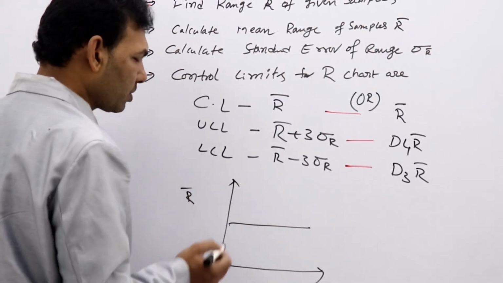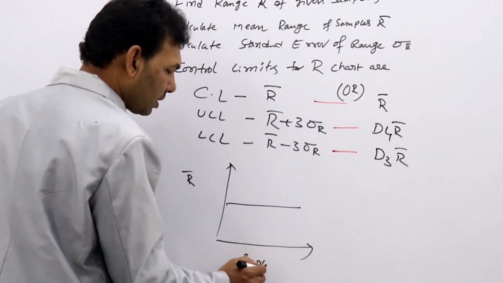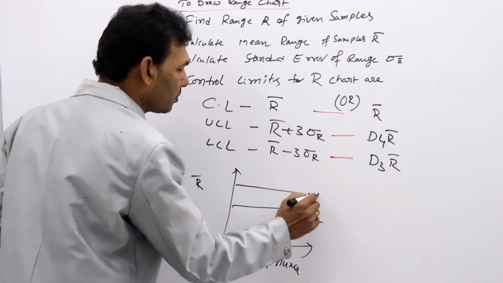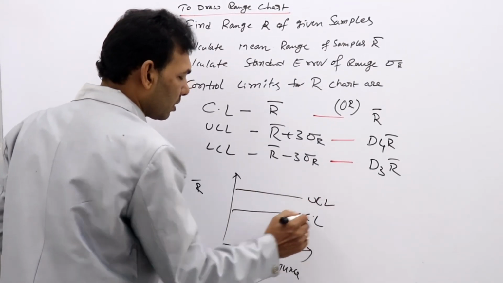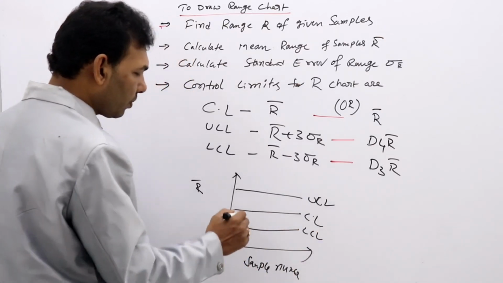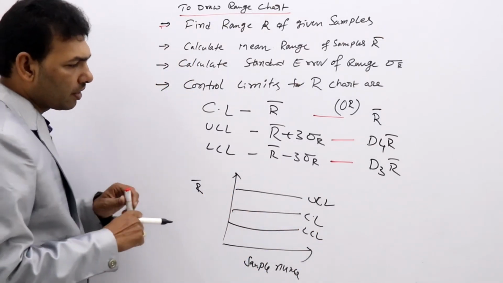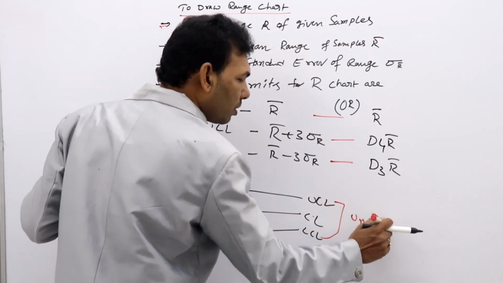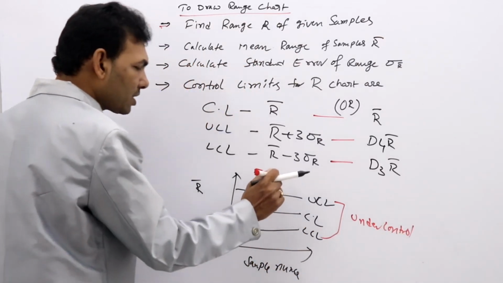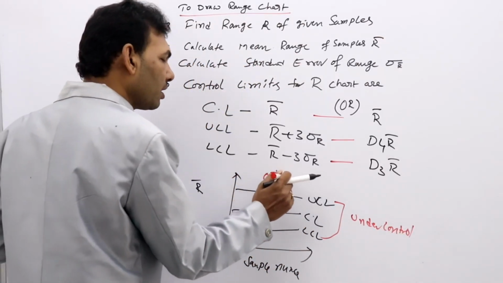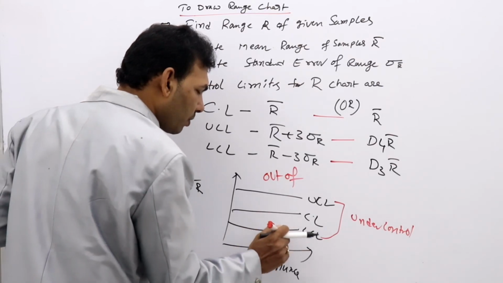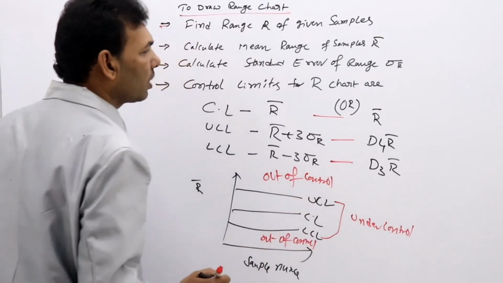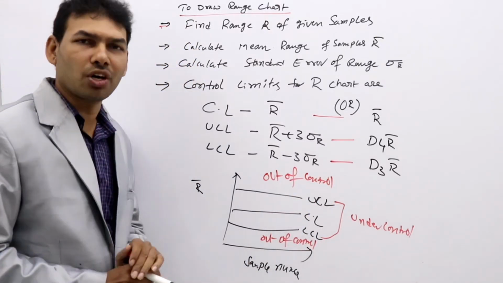Here R bar values you will take, here sample numbers. This is CL, UCL, LCL. If you draw the range chart, if it is between UCL and LCL, the process is under control. If the graph crosses UCL and LCL, we say that the process is out of control. Like this, one can easily draw the range chart.